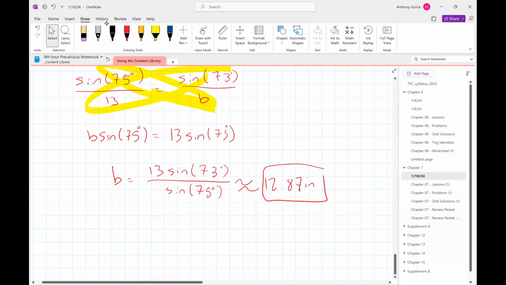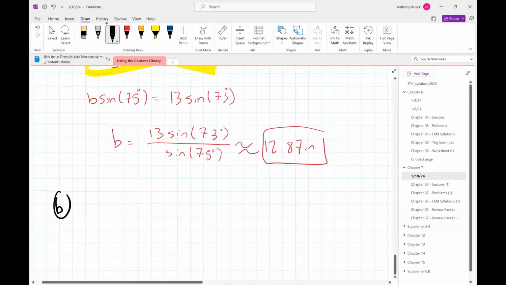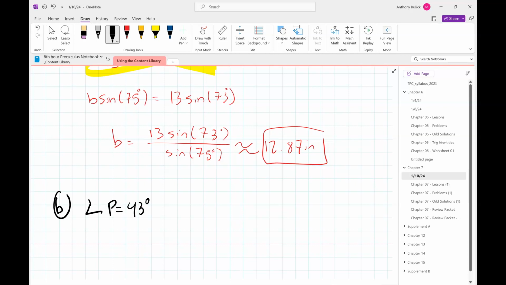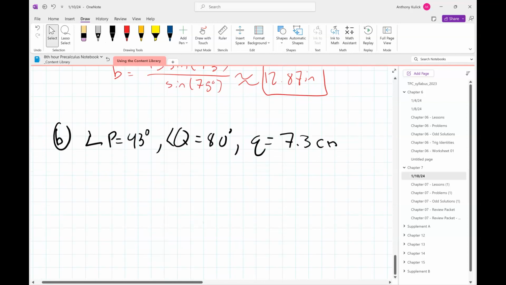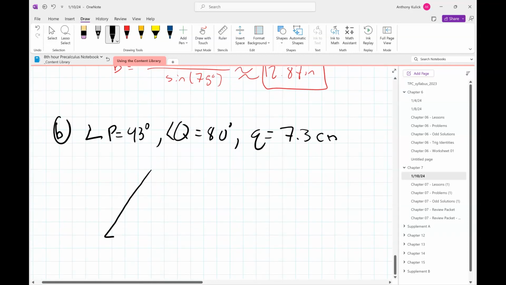All right. Let's look at another example. This time, let's do angle P is 43 degrees. Angle Q is 80 degrees. And side Q is 7.3 centimeters. So again, I'm going to start by drawing my picture. What should I label the vertices in this picture?